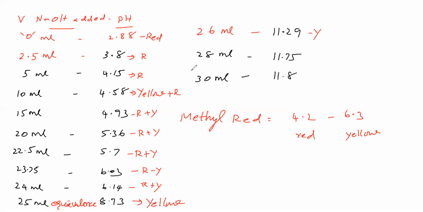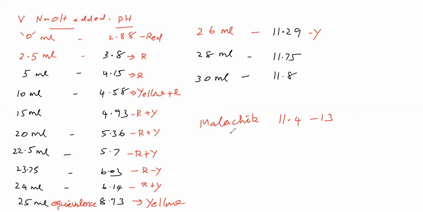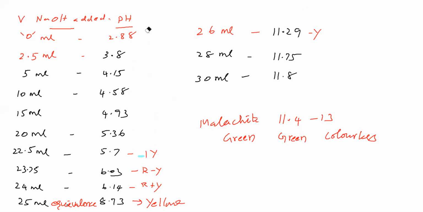Now I will take the indicator called malachite green. Its pH range is 11.4 to 13. Up to 11.4 it is green, then onwards colorless. Now you say whether we can use this malachite green indicator for this titration or not. Is it suitable or not? You think and say. Now we will check.